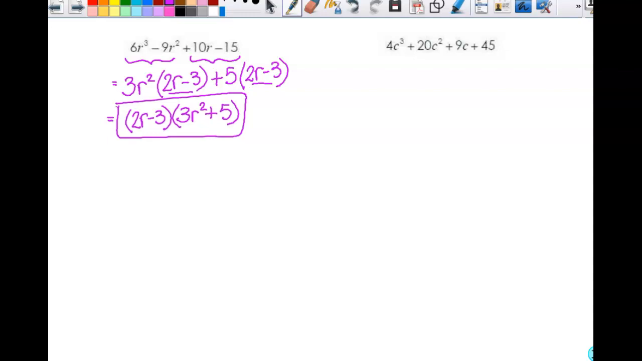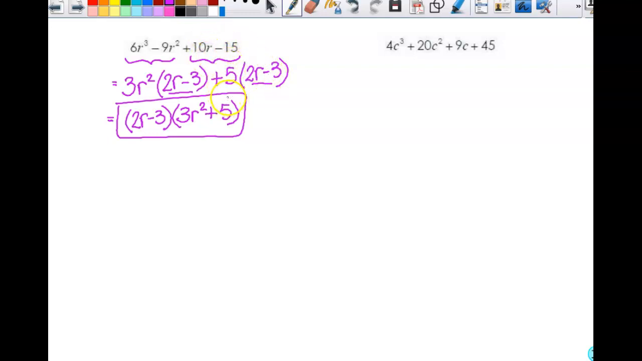Walk through it? Okay. So this 3r squared, out of these two terms, this was the GCF I could factor out. Does that make sense? So from these two terms, this is what I'm left with, right? Then I move on to these two terms. The GCF here is 5. So I can factor that 5 out. That leaves me, once I divide it out, with 2r minus 3.